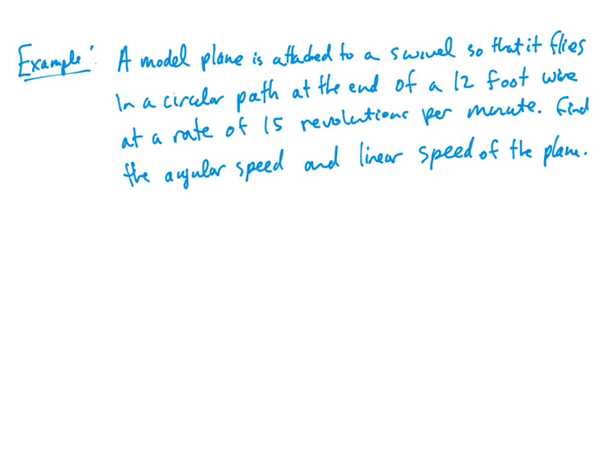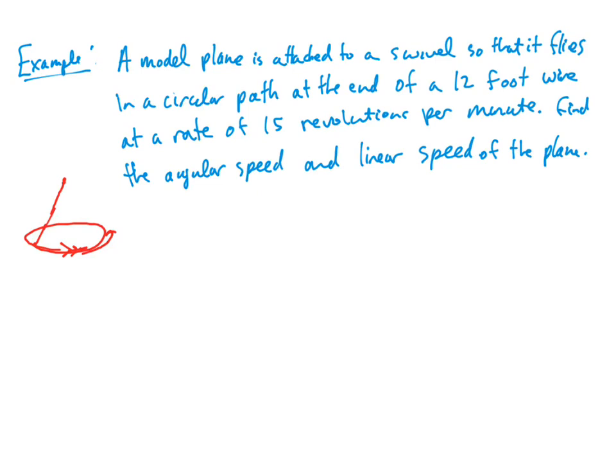Alright, the last example says a model plane is attached to a swivel so that it flies in a circular path at the end of a 12-foot wire at a rate of 15 revolutions per minute. Find the angular speed and the linear speed of the plane. It's probably this swivel is hanging from the ceiling. We have the plane flying around in a circular path like this. Imagine what I'm drawing here is an airplane, and it's kind of traveling in this direction, so it's flying around in a circle.